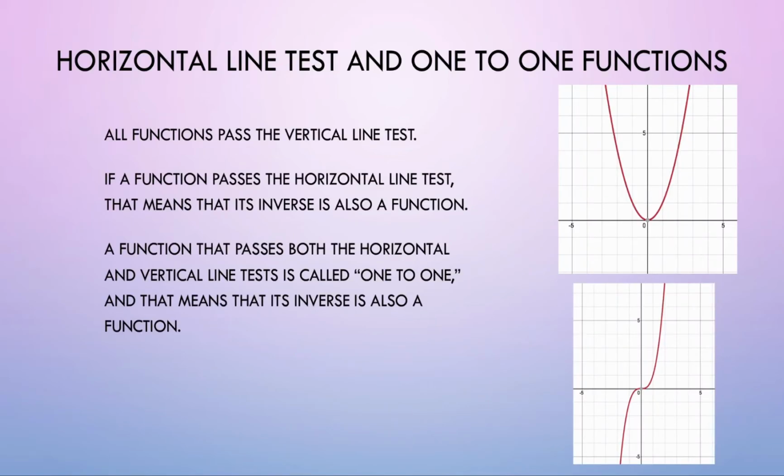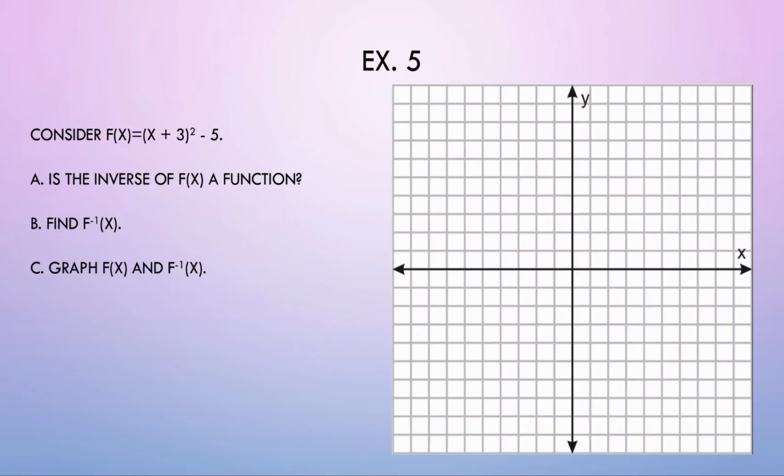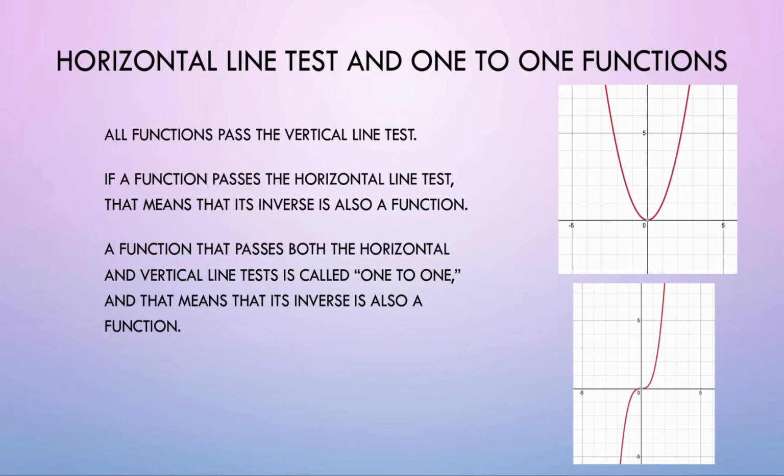All functions pass the vertical line test. That is the definition of a function. If a function passes the horizontal line test, that means that its inverse is also a function. A function that passes both the horizontal and vertical line test is called one-to-one, and that means that its inverse is also a function. So this function, this parabola, is the parabola y equals x squared.